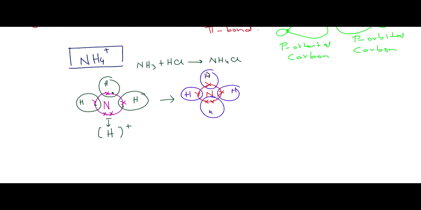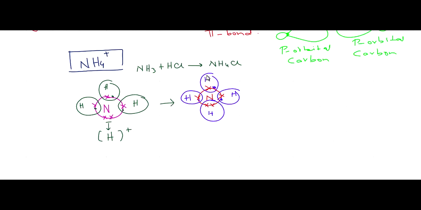Now you have made what? You have made a covalent dative bond. This is now known as a covalent dative bond. And if I show you all the bonds, where is the other electron for hydrogen? If I show you all the bonds, this is how you will show all the bonds.